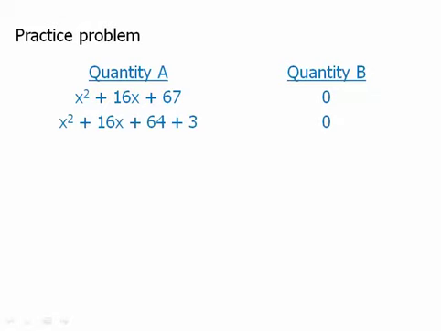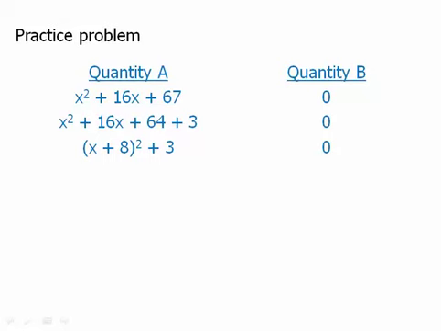Okay, so we'll separate that 67 into 64 plus 3. And then that x squared plus 16x plus 64, that is the square of a sum. So that is x plus 8 squared. This is why it's very important to recognize those patterns. That's a perfect square. So in other words, what we have here is x plus 8 squared plus 3.